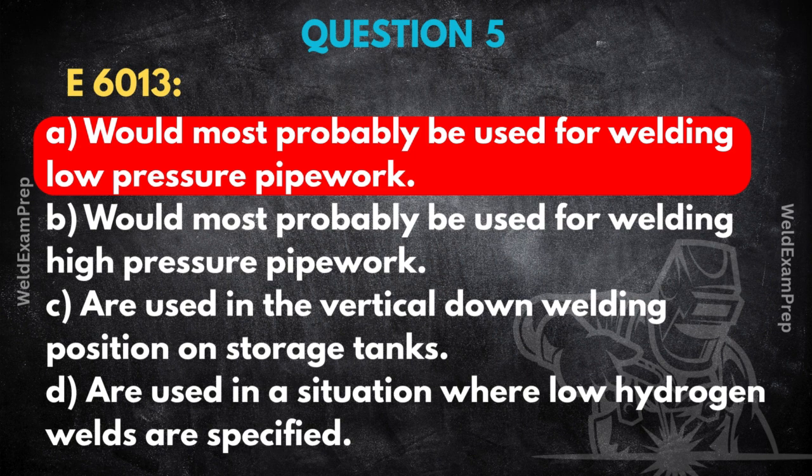And finally, option D, low hydrogen specified. Absolutely not. That's definitively wrong. E6013 is a rutile electrode, and these inherently have more moisture, more hydrogen potential in their coating compared to basic low hydrogen electrodes like the E7018. Using a 6013 where low hydrogen is specified is asking for trouble, specifically hydrogen-induced cracking, especially on thicker or higher strength materials. So D is incorrect.